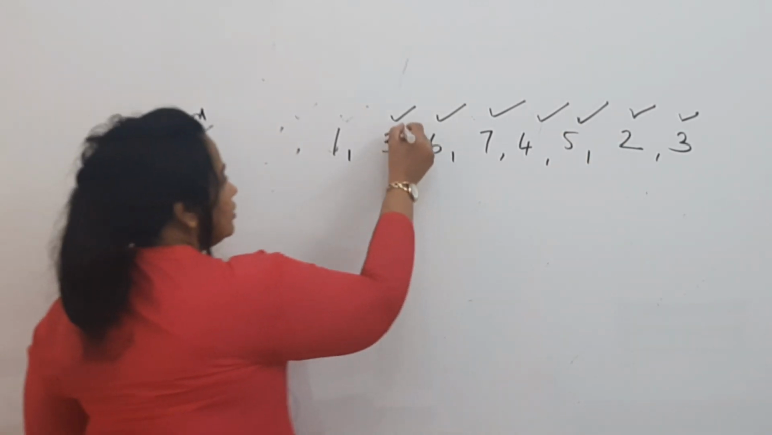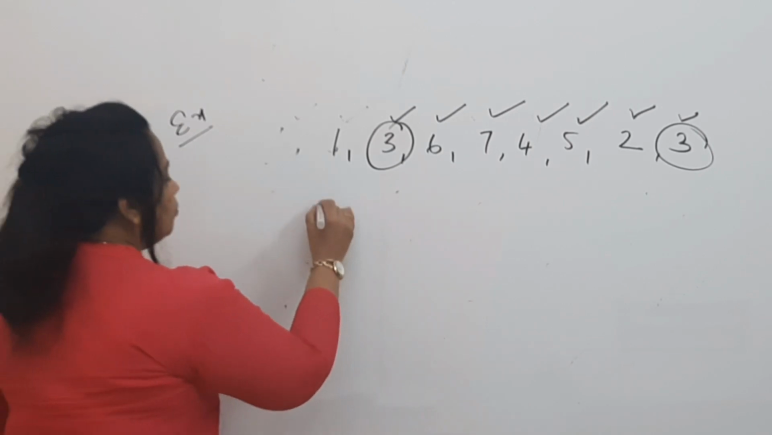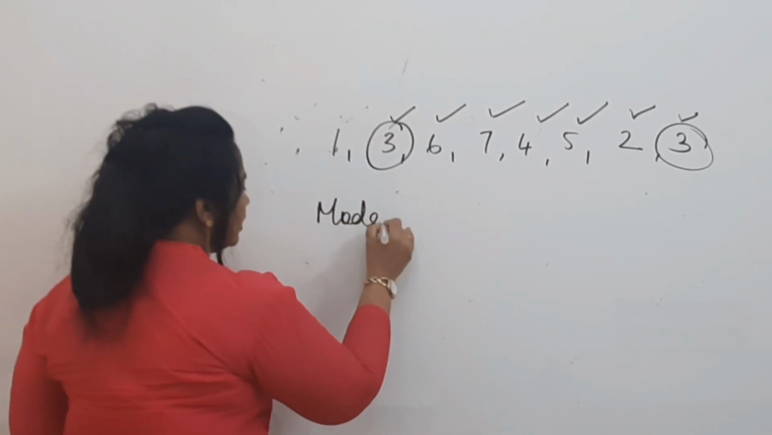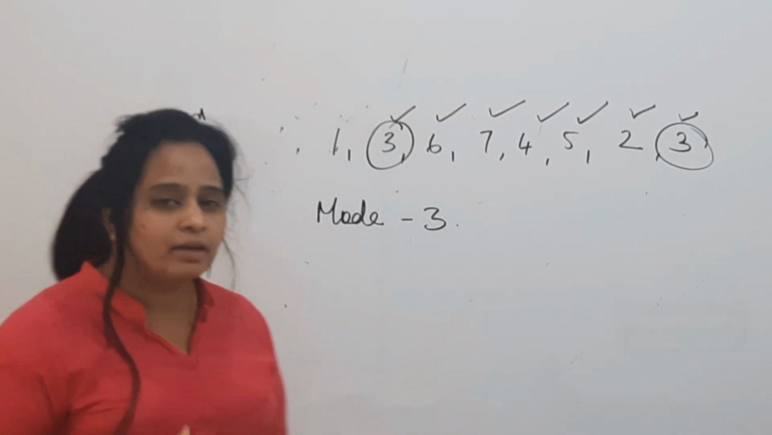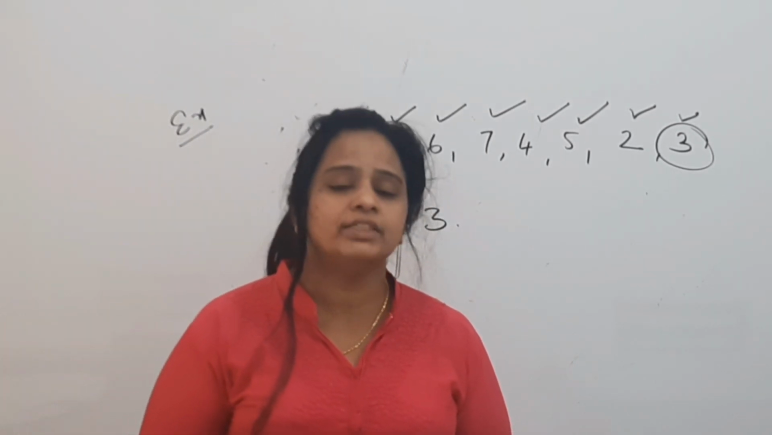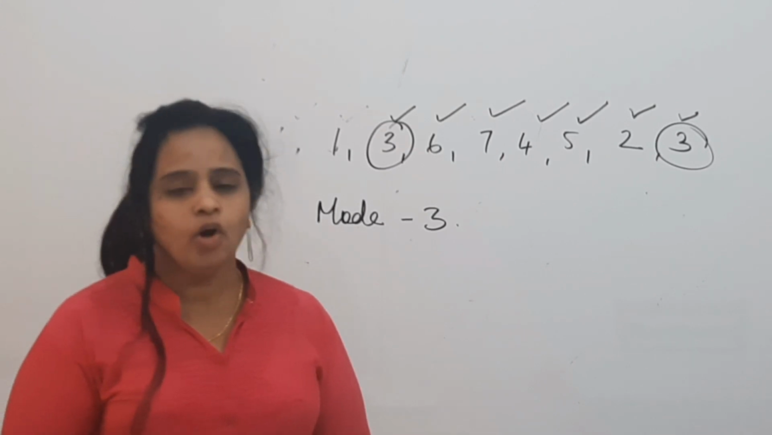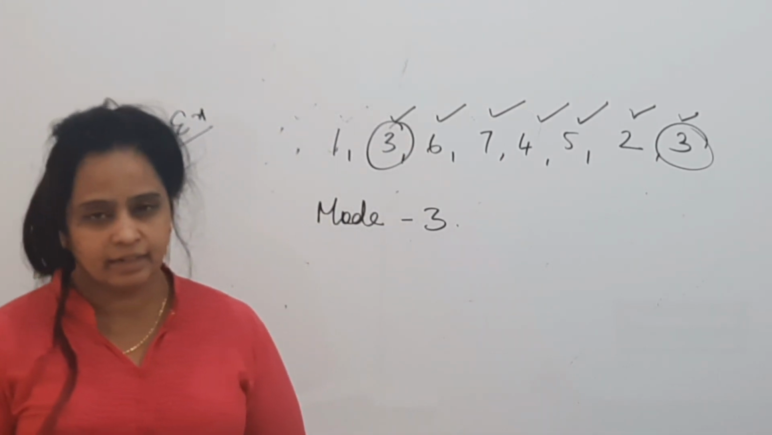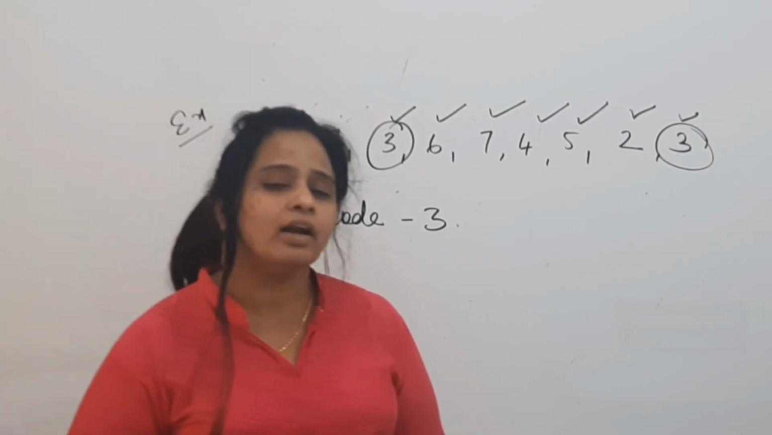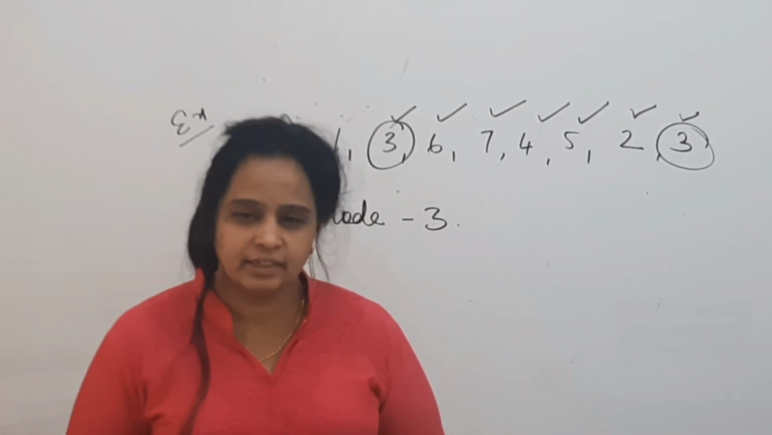And in that, 3 appears twice. That means the mode of this observation is 3. So the highest number of times the observation occurs, we say that is the mode of that data. Hope you understood what we have studied in the earlier classes. Now we are extending our knowledge for grouped data.